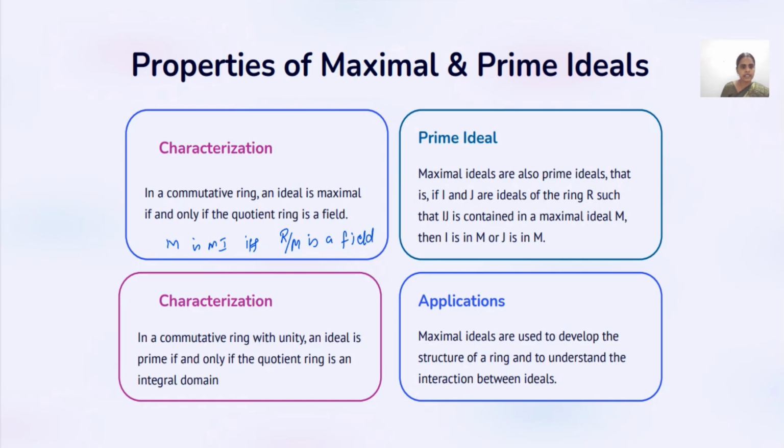And in another characterization, in a commutative ring with unity, an ideal is prime if and only if the quotient ring is an integral domain. That is, P is a prime ideal if and only if the quotient ring R/P is an integral domain. Maximal ideals are used to develop the structure of rings and to understand the interaction between ideals. So it is very necessary to deal with maximal and prime ideals.